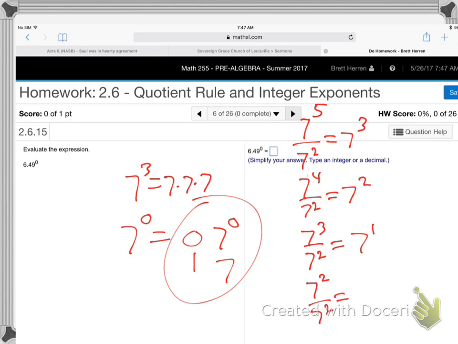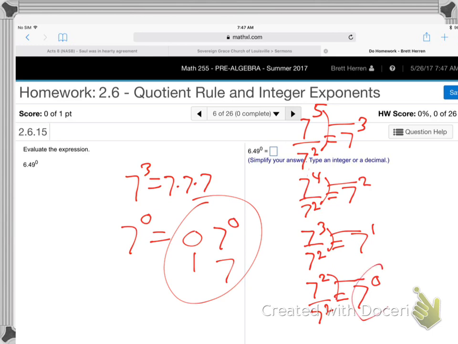I'm just following the same pattern. What's 7 to the 2 over 7 to the 2? Follow the pattern. Remember, it's 7 to the what? 0, because you subtract powers, right? See the pattern here? 5 minus 2 is 3, 4 minus 2 is 2, 3 minus 2 is 1, 2 minus 2 is 0. Same pattern. It's always 7 to the something, whatever the power subtract.